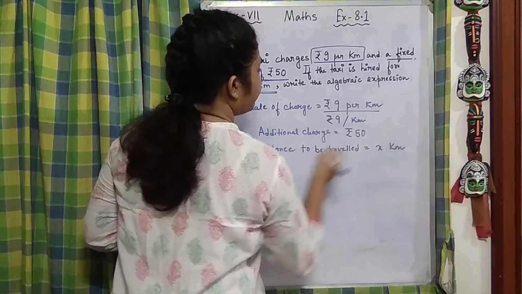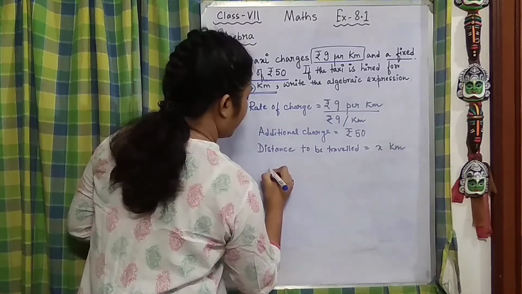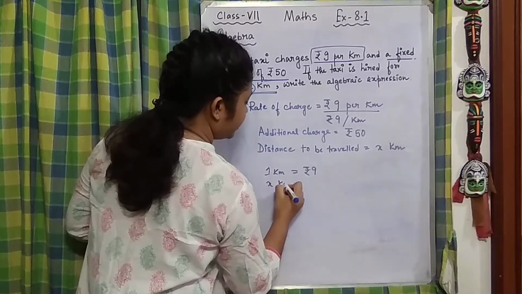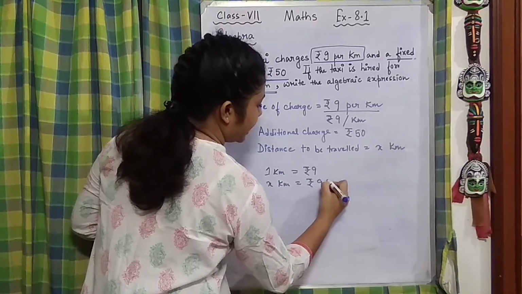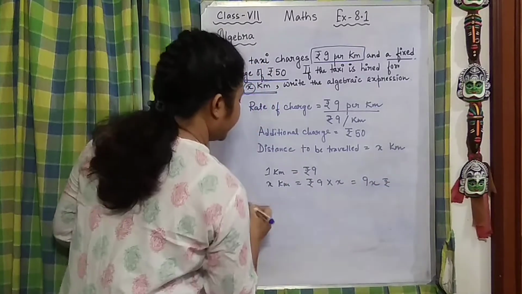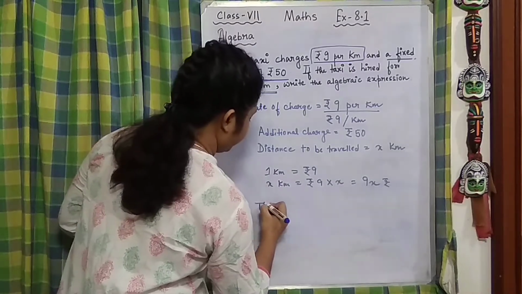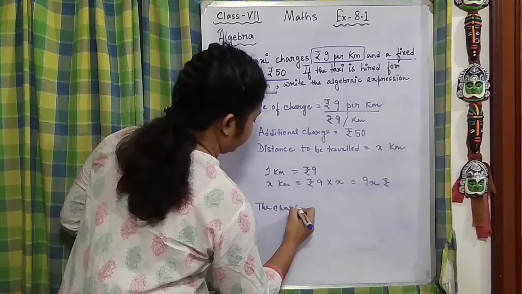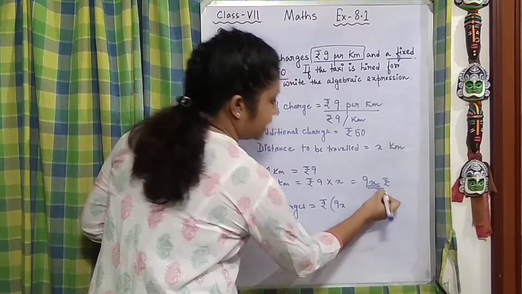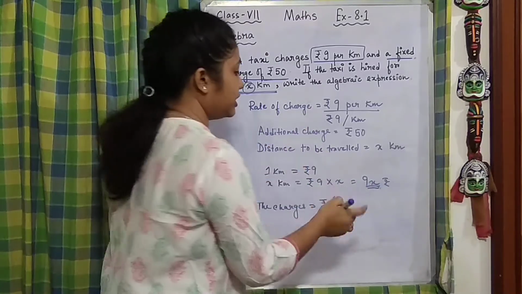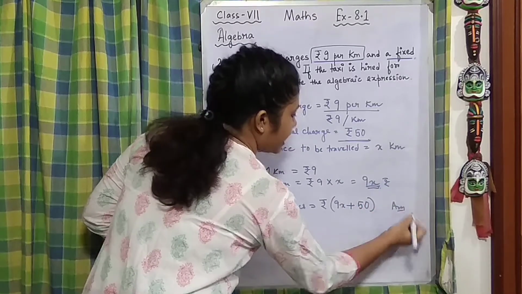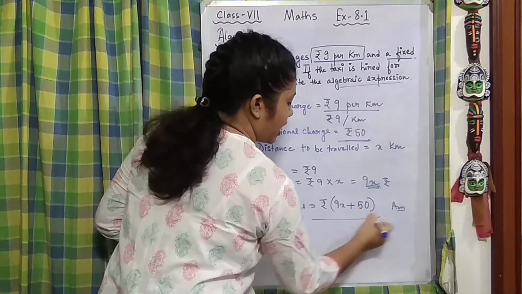Now from this we can say if the taxi is moving for 1 kilometer, he is charging ₹9. Right? Therefore for x kilometers, how much will he charge? ₹9 into x, that means 9x rupees. Alright, so what will be the final amount? Therefore, the charges will be 9x. This is the legitimate amount according to the rate of the charge. Now, with the additional charge, what will it be? Plus 50. So here is our algebraic expression and this is how it looks.